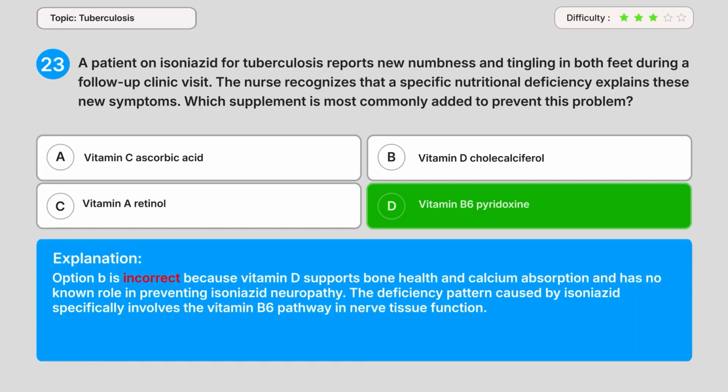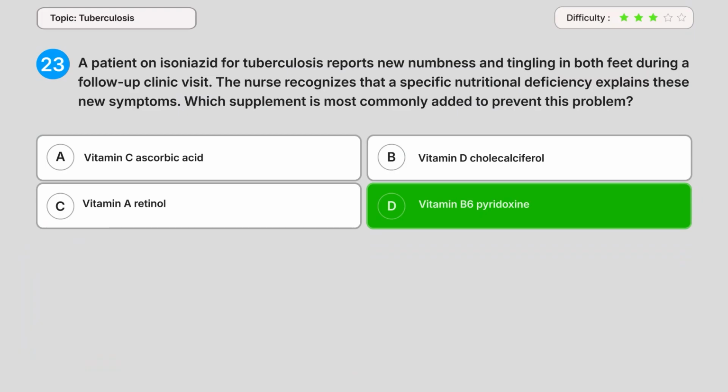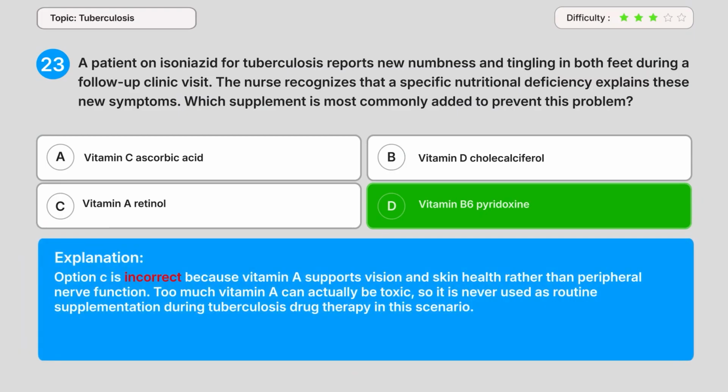Option B is incorrect, because vitamin D supports bone health and calcium absorption, and has no known role in preventing isoniazid neuropathy. The deficiency pattern caused by isoniazid specifically involves the vitamin B6 pathway in nerve tissue function. Option C is incorrect because vitamin A supports vision and skin health rather than peripheral nerve function. Too much vitamin A can actually be toxic, so it is never used as routine supplementation during tuberculosis drug therapy in this scenario.